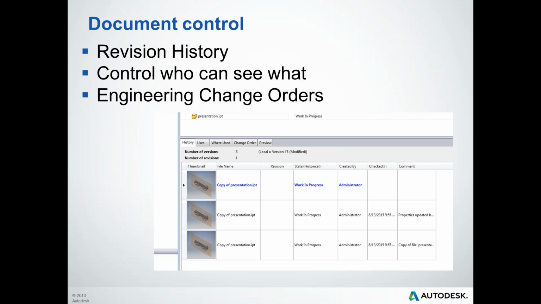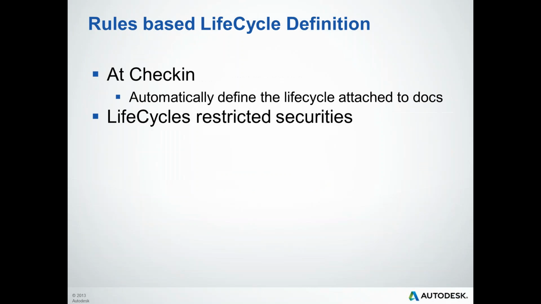And then you can also handle engineering change orders through Vault as well to further document what's going on in the design process. You have rules-based lifecycle definition where whenever you check in from Inventor or even Microsoft Office programs like Excel, where you create spreadsheets or the setup sheets, you can have rules that at check-in will automatically put it into certain lifecycle definitions so that they're handled differently through the course of the document's lifecycle.